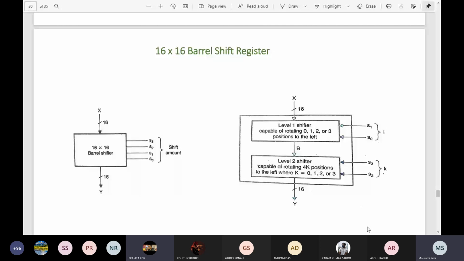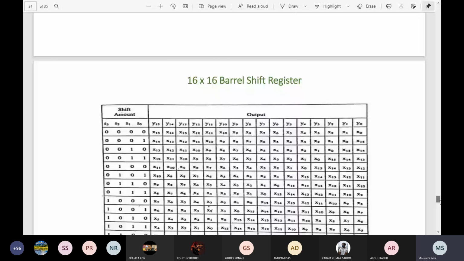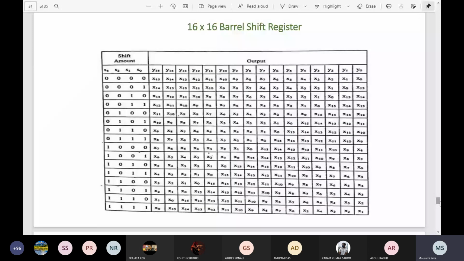So your truth table will be like this, rotating. Whenever it is all zeros, you have all the 16 bits from x0 to x15. With 0001, that means one time it will be a left shift. In this way, for 15 it will be a left shift 15 times. Clear? So what is the logic?